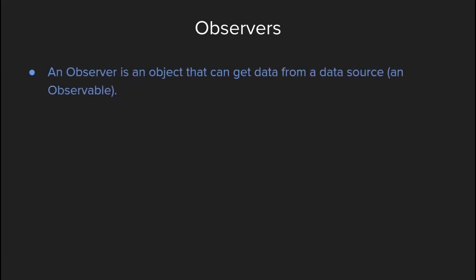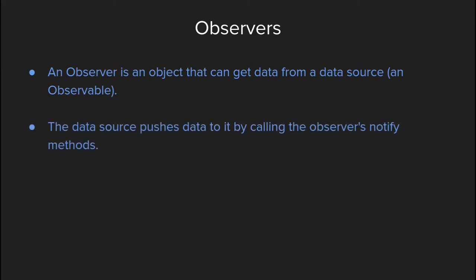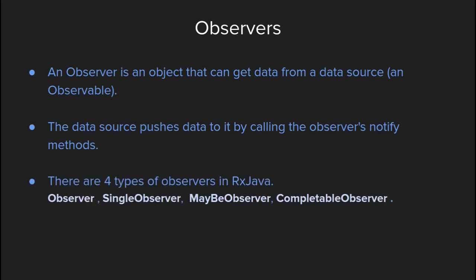Let's talk about observers. As per the definition, observers are those objects which get the data from an observable. The observable calls some method of the observer to notify that this data has been changed and you need to look at it. In RxJava there are in total 4 types of observers, corresponding to the observables. As you can see, there is observer, single observer, maybe observer and completable observer. We'll see the implementation of all these observers in the upcoming videos.